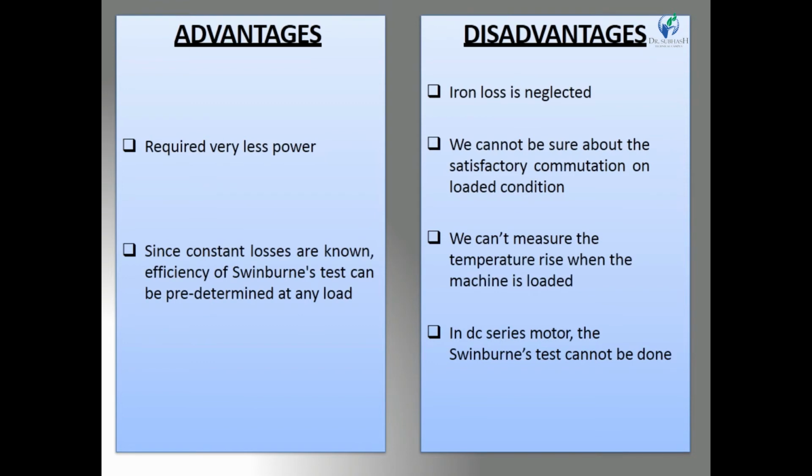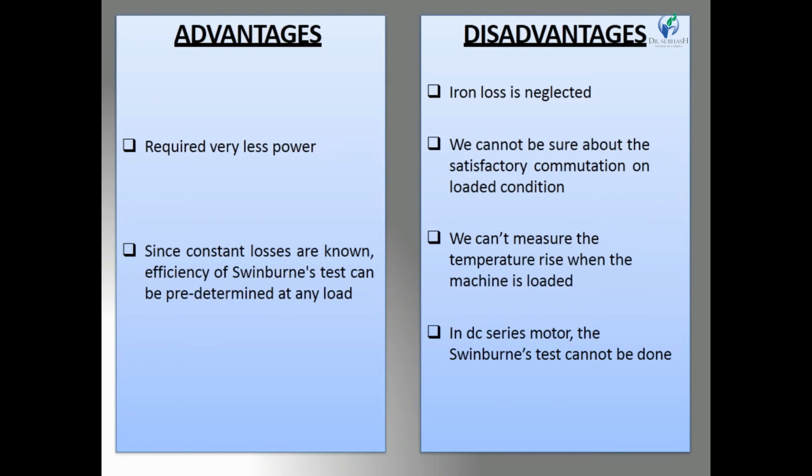Here are some advantages and also disadvantages of the Swinburne test. The main advantages of the Swinburne test are that it requires very little power and constant losses are known. Efficiency of the Swinburne test can be predetermined at any load.